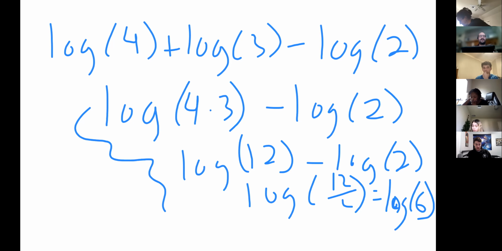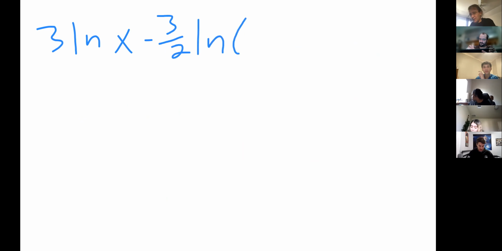And this was 39. The next one I assigned was 47. Ooh, they get a little bit harder as we go on, don't they? 47: 3 ln of x minus 3 halves ln of y plus 4 ln of z.